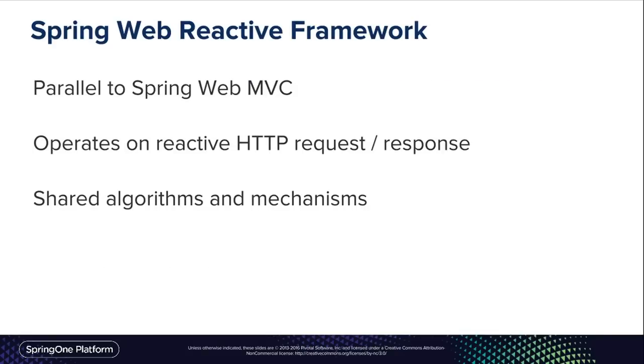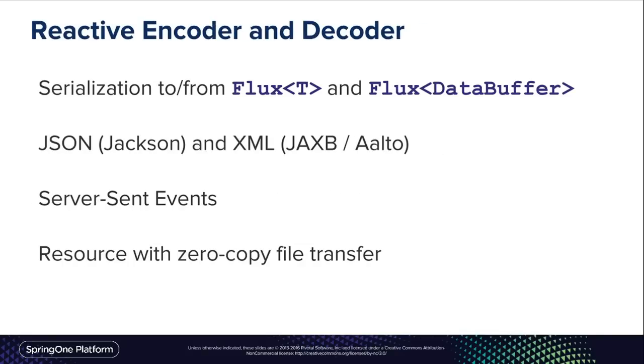So I guess at this point I can come back to the question, what happens if you return a flux of objects? Well, basically our encoder is going to take each one of those objects and stream it, in the case of JSON, as an array.